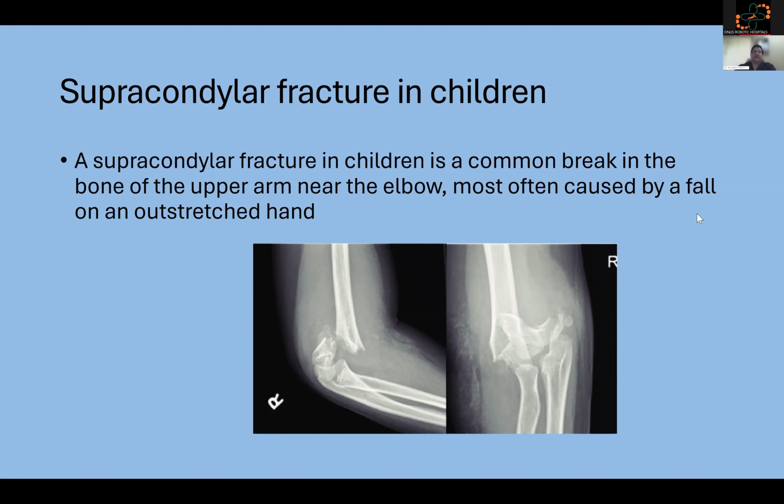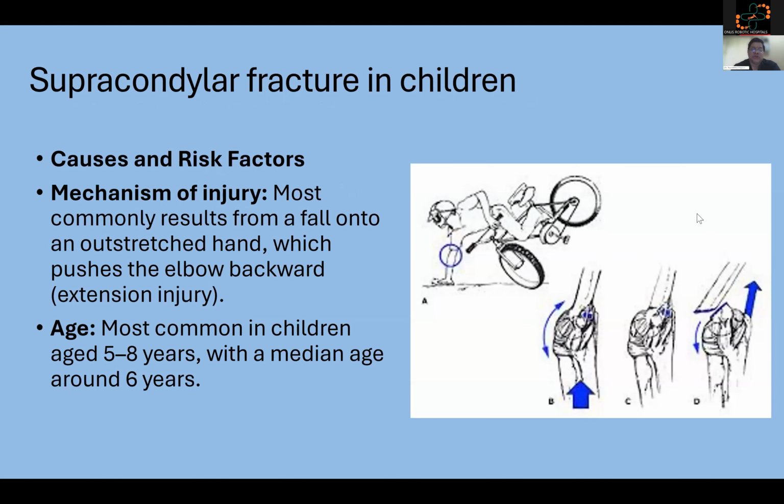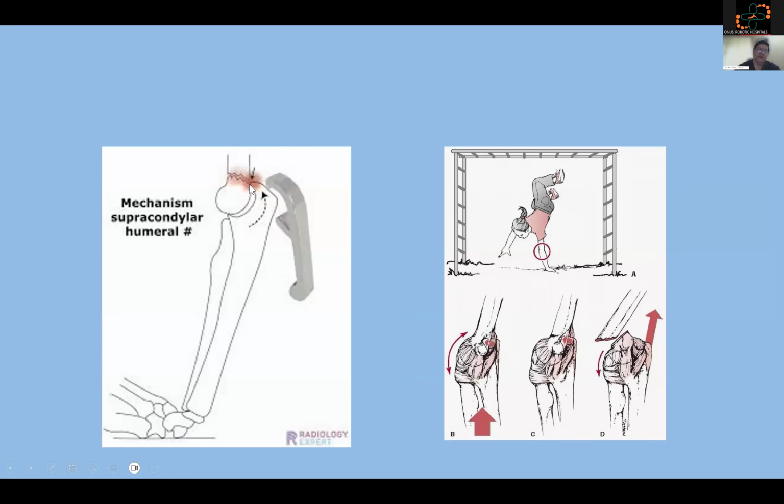So what are the risk factors and how does that happen? Most commonly this happens in children aged between 5 to 8 years, with the most common incidence at 6 years. The fall is usually on an outstretched hand. Whenever there is a fall on an outstretched hand, the elbow gets locked and goes into hyperextension, and then it starts breaking. If you see here, the olecranon gets locked in the olecranon fossa, and the hyperextension leads to the breaking force and the fracture.